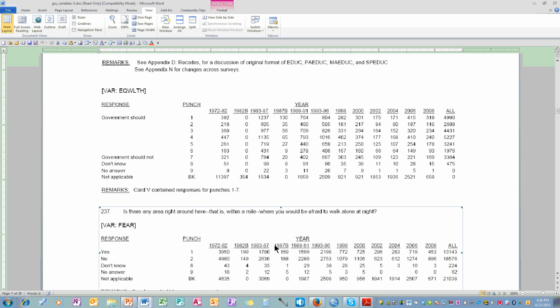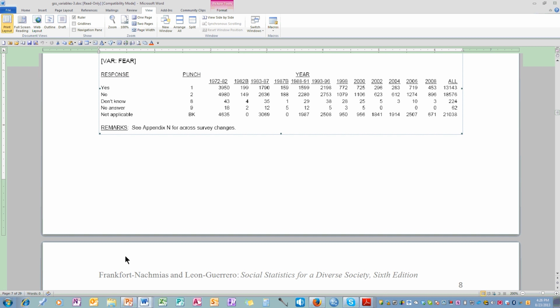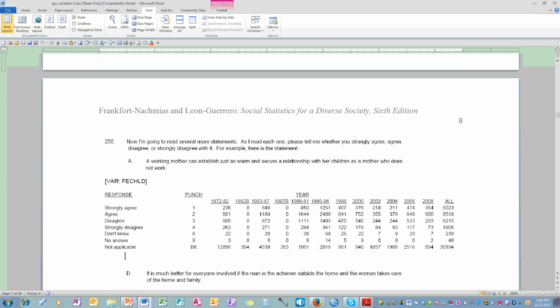This other question is number 237 that was missing from the one above. Is there any area right around here that is within a mile where you would be afraid to walk alone at night? Okay? And the variable mnemonic is fear. And people could respond yes or no, in terms of their area, and safety of their neighborhood or their community. That's a good question.